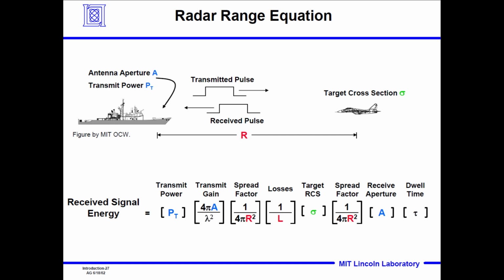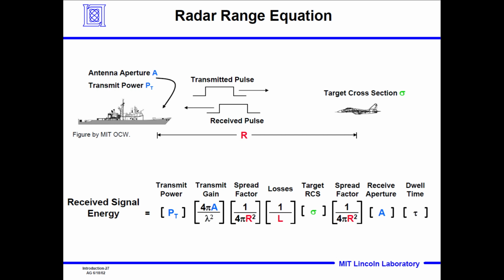The more power you have, and the larger your aperture, the better you'll be able to focus energy on a target and collect the reflected echo. When you transmit a pulse, it travels toward a target with a radar cross-section, denoted as sigma, at a certain distance from the radar. The question is, how much energy will you receive back, considering all these properties?